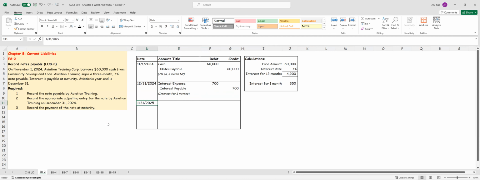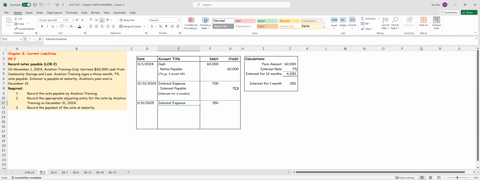Now, in the next year, January 31st, the 3 months are up. I need to repay the note and I need to pay the interest, the 3 months interest. Now, I had done the journal entry for 2 months of interest. Let me do the journal entry for the remaining month. I'm going to combine all of it in one journal entry, but let's start out with interest expense debit, $350. So $350 per month.